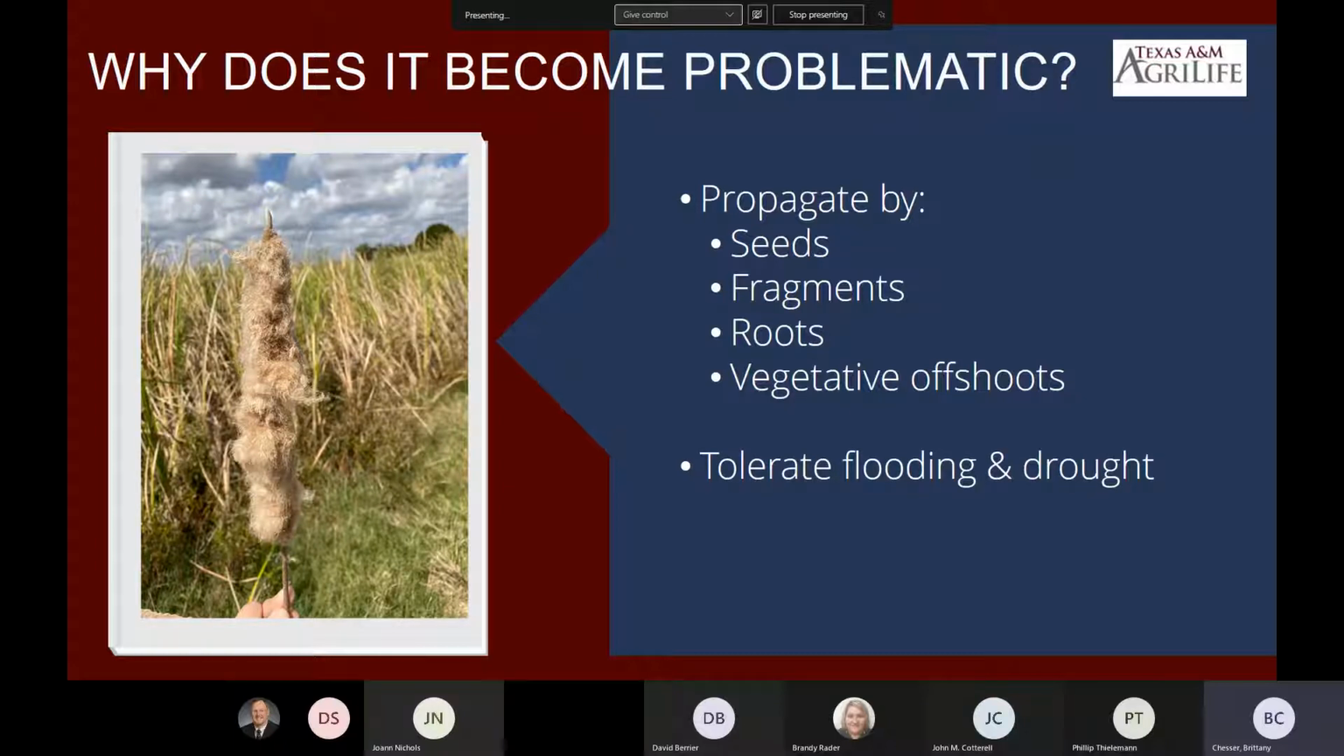Another reason why aquatic vegetation becomes problematic is that it can actually tolerate flooding and droughts. We'll talk about an example with our water primrose, which is a pretty common type of aquatic vegetation that is found to be a nuisance around ponds, and how it's able to adapt from its land form to its aquatic form.